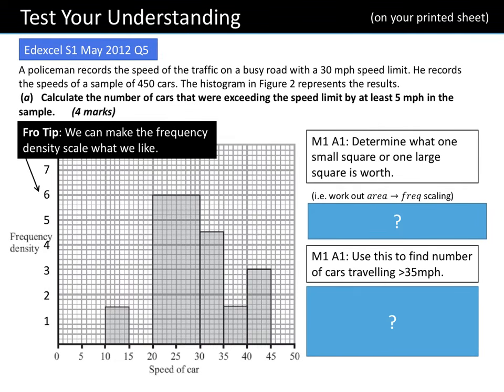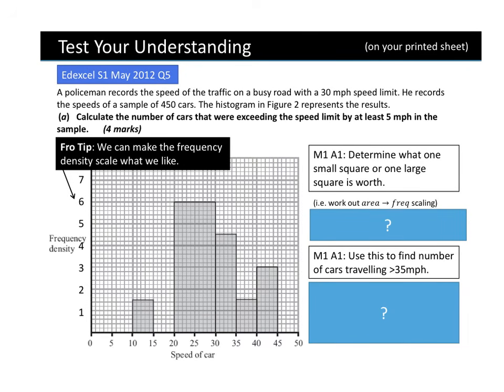So, test your understanding. This is from a 2012 paper. A policeman records the speed of the traffic on a busy road with a 30-mile-per-hour speed limit. He records the speeds of a sample of 450 cars. We should highlight this because this is our total frequency. So we know our total frequency is 450. The histogram in figure 2 represents this result. We have to calculate the number of cars that were exceeding the speed limit by at least 5 miles per hour in the sample. So what we actually have to do is have a formula.